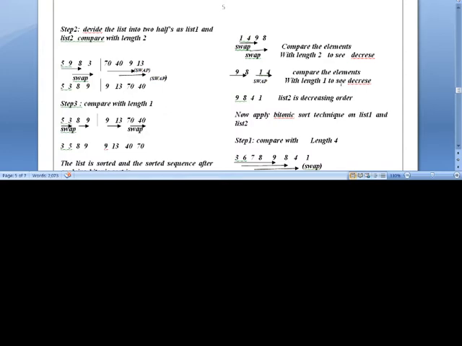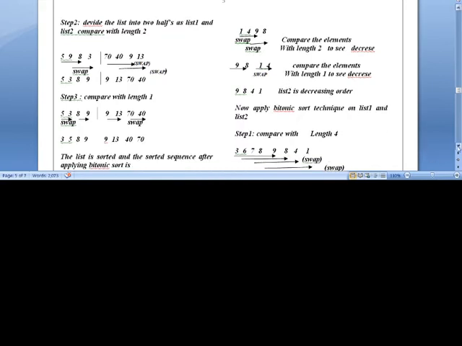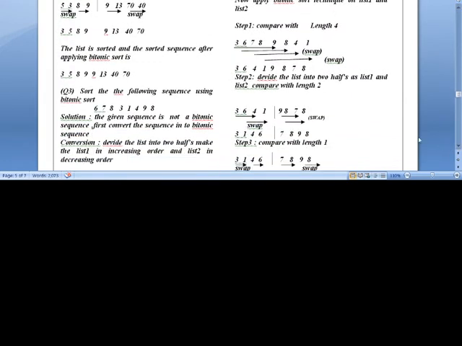Now next compare the elements with length 1. Now see, 9, 8 is in decreasing order, yes. Keep it as it is. 1, 4 is decreasing order, no. Swap it: 4, 1. Now list 2 is in decreasing order. Now we are able to convert your given sequence into a bitonic sequence. Now once it is a bitonic sequence, you already know how to sort.